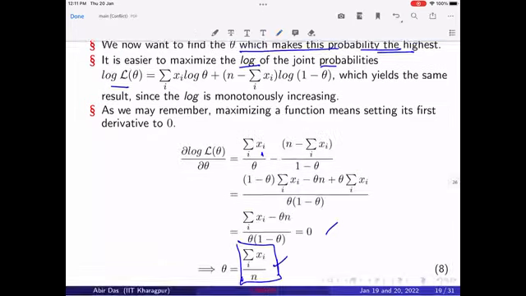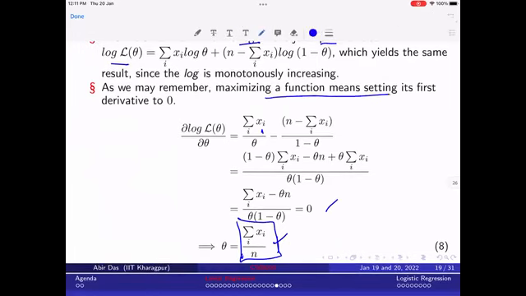Now as you may remember, maximizing a function means setting its first derivative to 0. This is again plus 2 stuff. So what you are doing is taking the first derivative, using the chain rule. So log theta becomes 1 over theta, and log of 1 minus theta becomes negative of 1 over 1 minus theta. The summation of xi and n minus summation of xi remain the same. Now if you do a little bit of algebra, this is the expression that comes. Now you have to make it equal to 0, because that is what maximizing a function means.